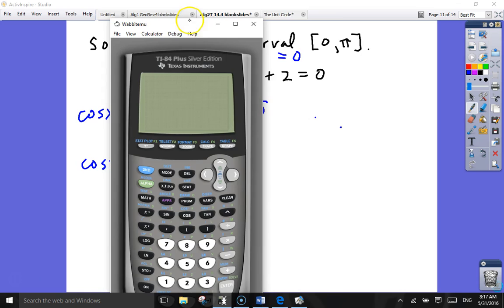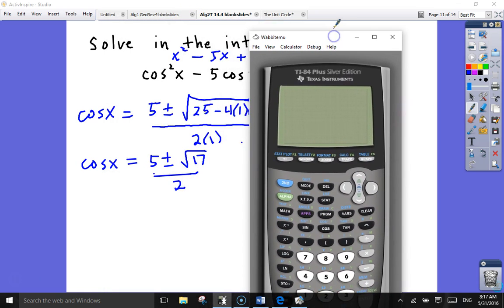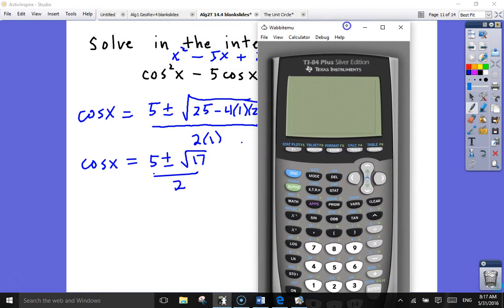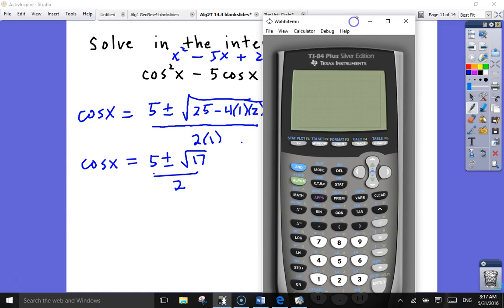I hate it when it does that. That's not going to work. Is that going to work? That'll work. Okay, turn it on. So 5 plus the square root of 17. Enter. Divided by 2. So 4.56.